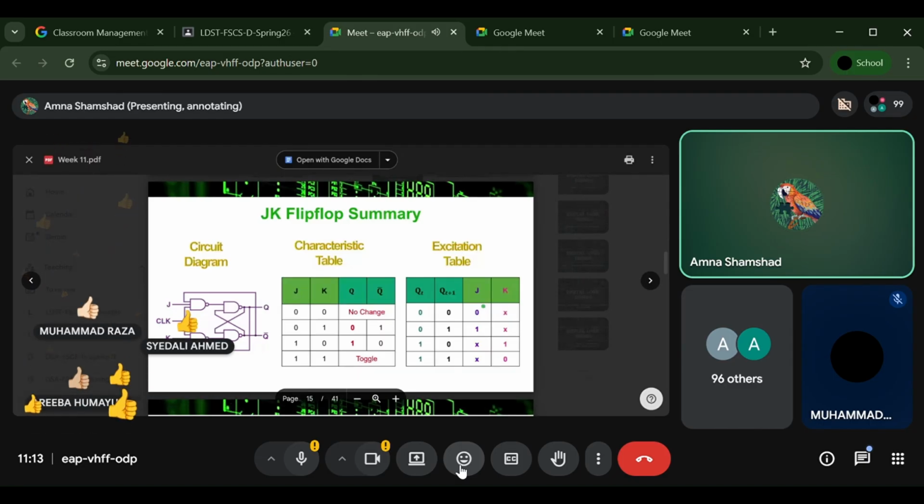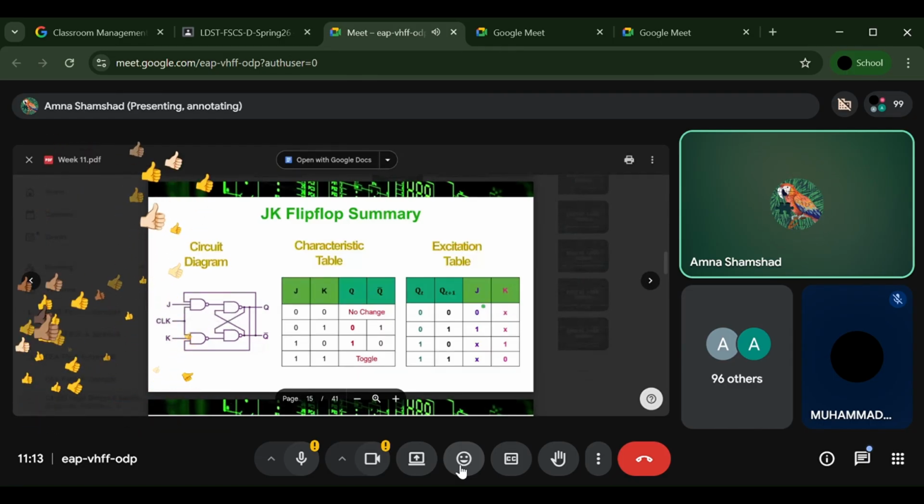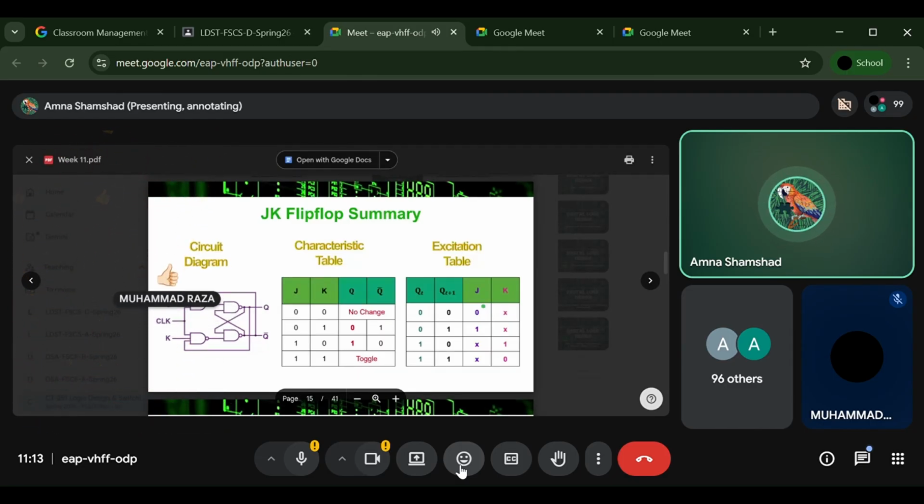Okay. Now the new thing in this summary report is its circuit diagram. The characteristic and excitation we have already done in the class. Let's check the circuit diagram. We have this circuit diagram with us. The same thing, you can see the clock signal. Again, it's a NAND implementation of JK flip-flop.